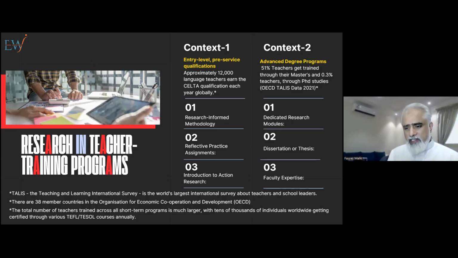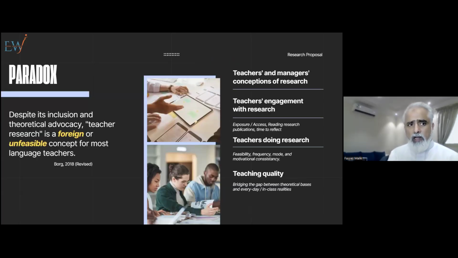Having these two contexts clear, still there is a paradox. And the paradox is that even with this inclusion and theoretical advocacy for research, this is still an idea which is foreign and unfeasible for many language teachers. So why is it so? Because the teachers' and managers' conception of research is a problem here.